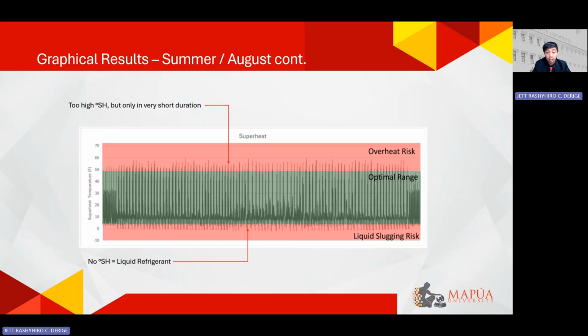So that is good, because that's mainly why the compressor scroll has been designed that way, just to avoid these kinds of risks. And also, for the superheat, there were also high superheat readings for the month.